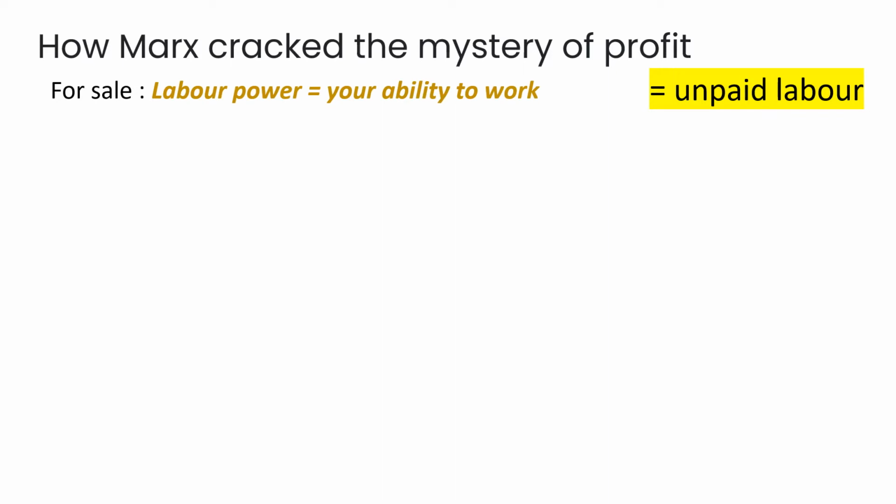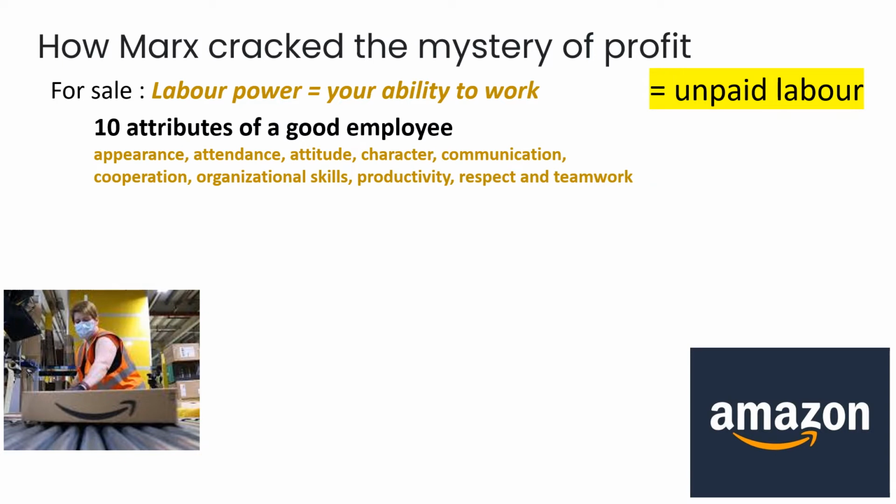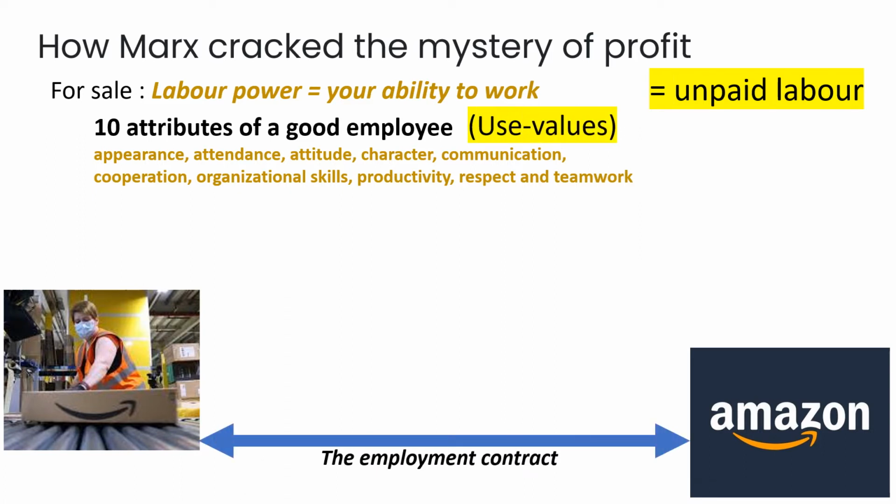In capitalist society, people are supposedly free to sell their labour power, their ability to work, to employers like Amazon. In reality, there's no choice at all if you're going to be able to provide the necessities of life for yourself and your family, if you have one. Here are some of the top qualities employers are looking for in a good employee. They are what Marx called use values that form part of the employment contract.